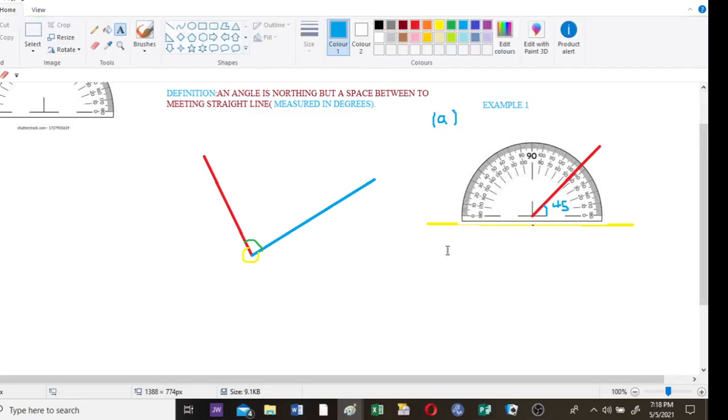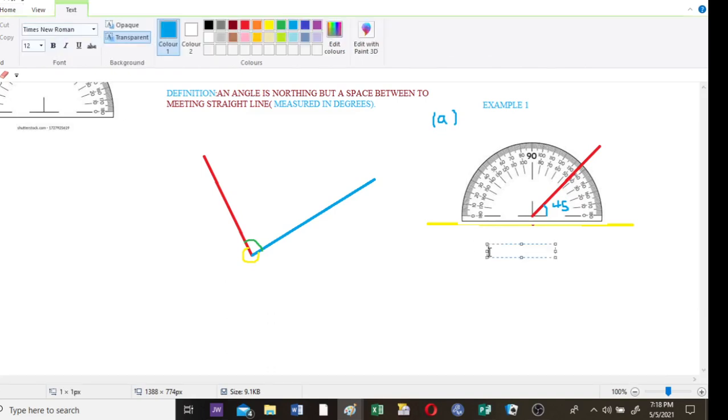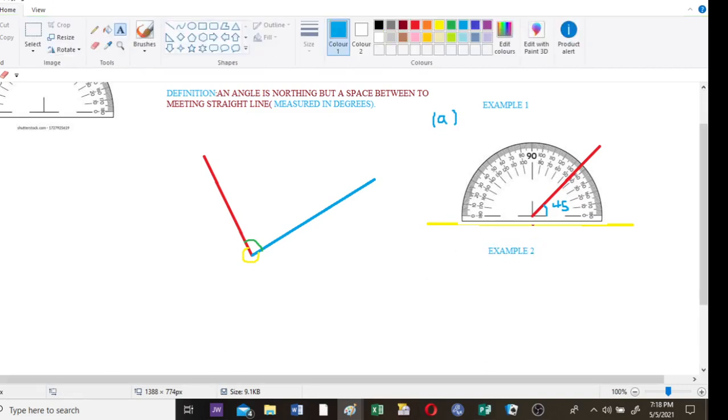Now I want to answer example 2, so let's say this will be our example 2. Now in our example 2, the angle that we want to measure is 150. So this one here was 45. Let me write it here. This was 45 degrees. Now in our example B, we want to measure an angle of 150 degrees.